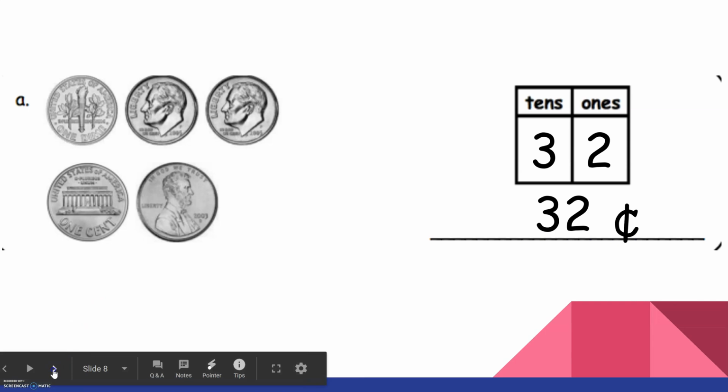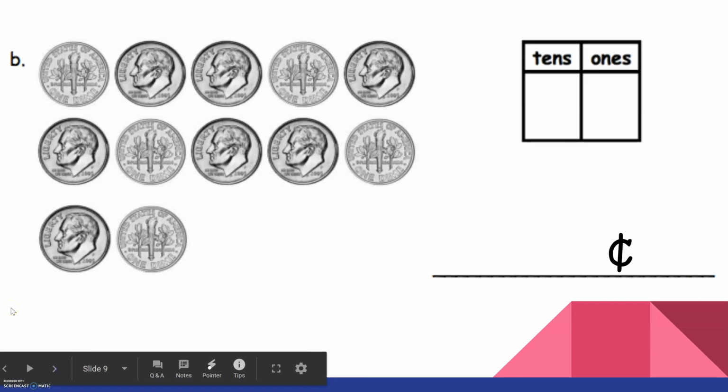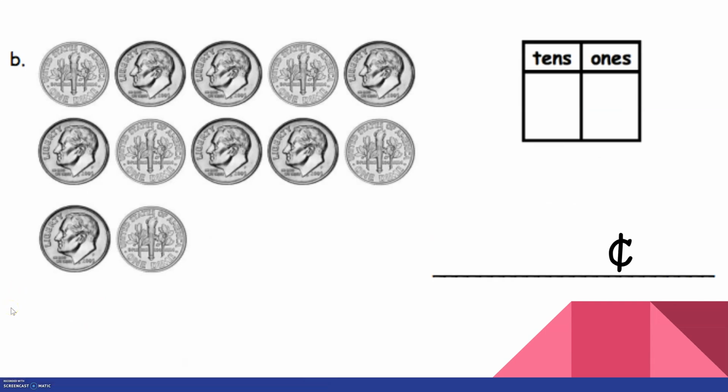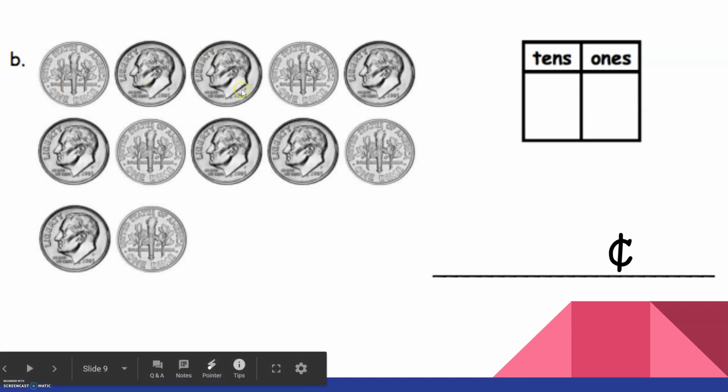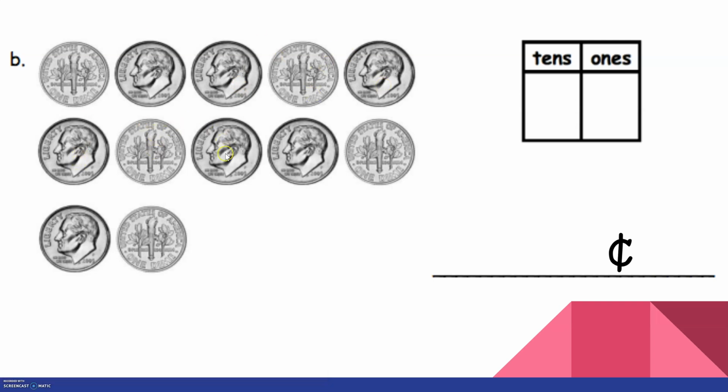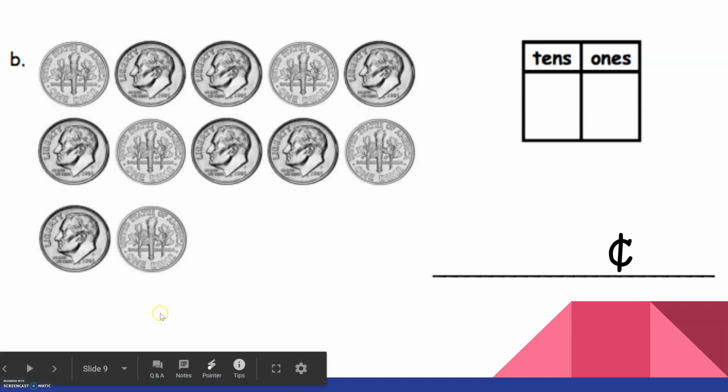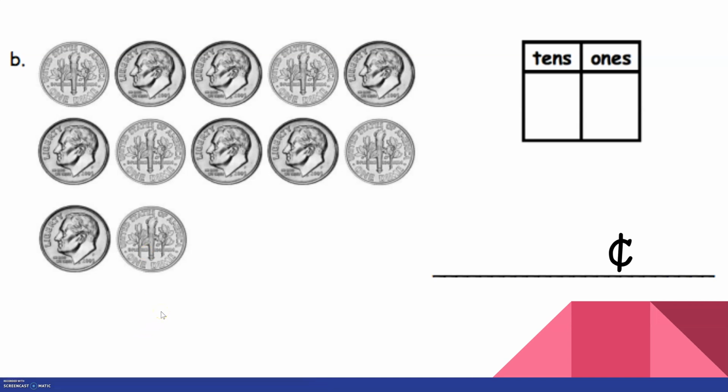This one's a little trickier. I want you to count by tens how many dimes there are. Okay? Okay, let's do it together. 10, 20, 30, 40, 50, 60, 70, 80, 90, 100, 110, 120. Now, that's 120, but how many dimes were there?